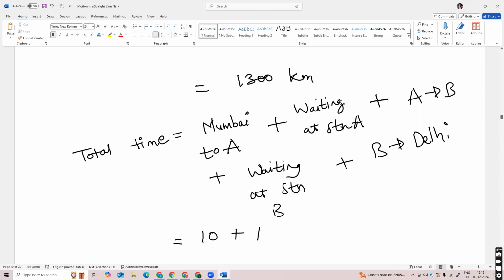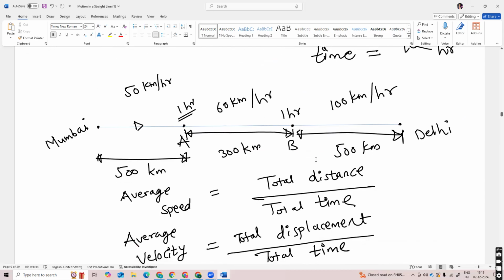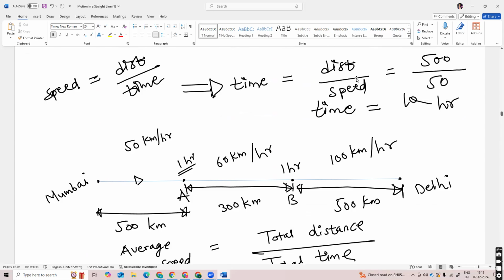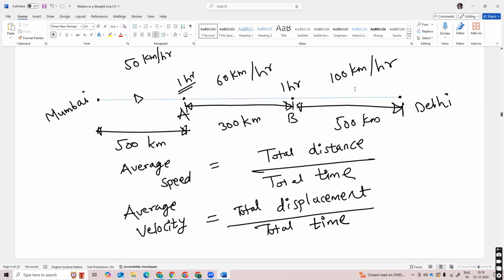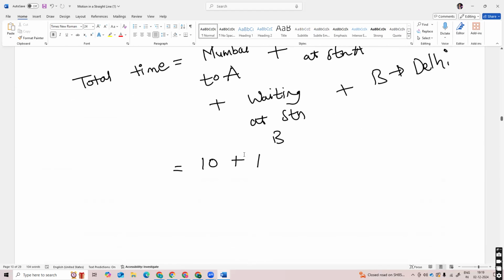So let's calculate the time taken by the train to travel from point A to point B. Again, we know that time is distance upon speed. Here the distance was 300 kilometers, speed was 60 kilometers per hour. So we get the time as 5 hours. So the time taken by the train to travel from point A to point B is 5 hours.